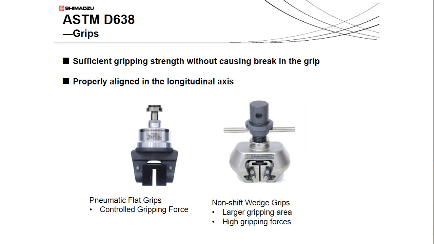There are two typical options for testing plastics. Pneumatic flat grips are popular for low gripping force applications because their gripping pressure can be adjusted and they actuate very quickly. And they also maintain their gripping force for samples that may thin during testing. Non-shift wedge grips, though, are generally the standard go-to grip because they've got large high-force gripping faces and the non-shift gripping action. They're available in a variety of grip face finishes, too, to accommodate different sample requirements.